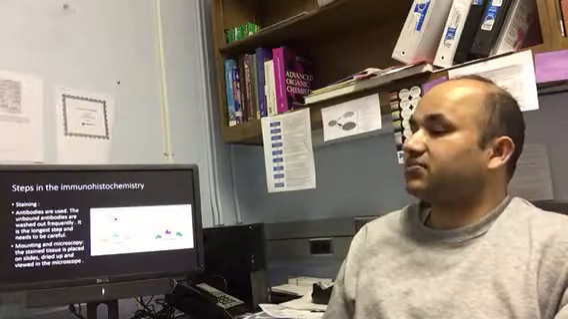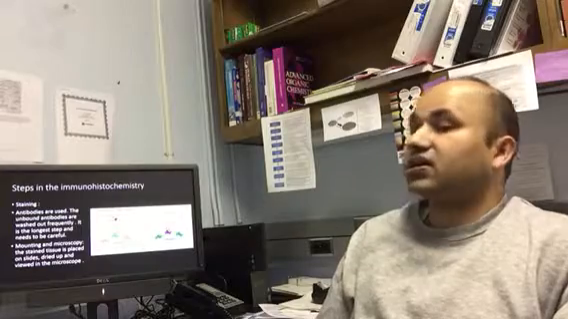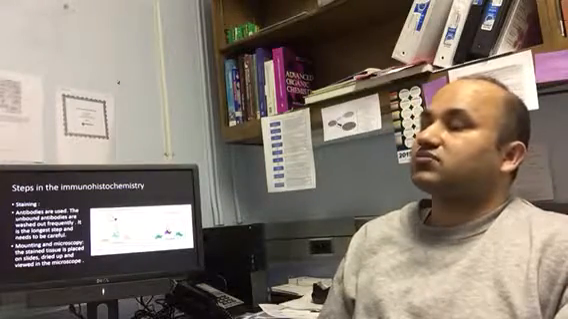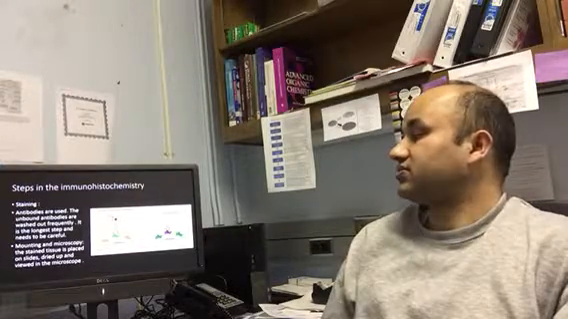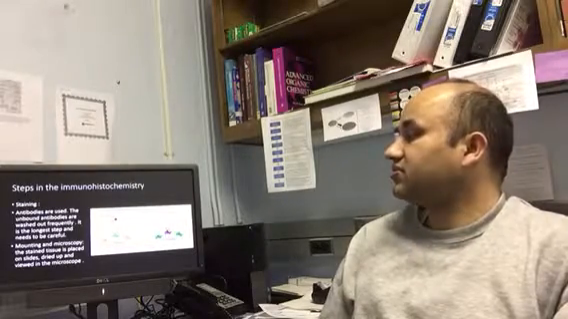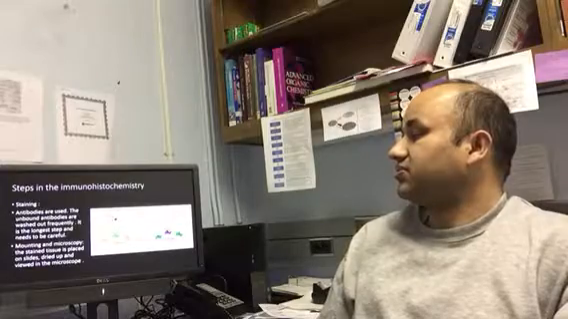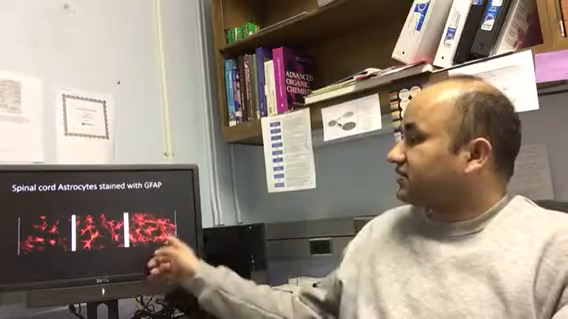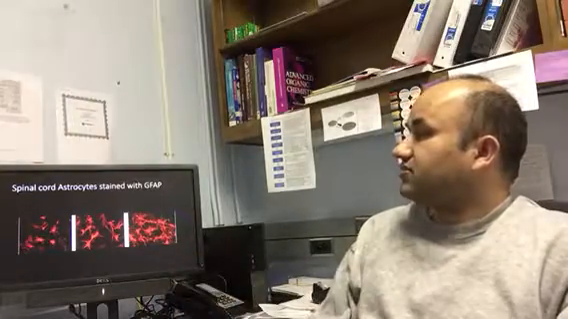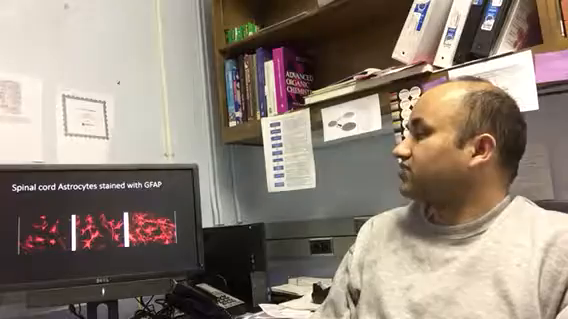Antibodies are used for staining, as I already mentioned, primary and secondary antibodies. We have to wash the sections frequently to get rid of the unbound antibodies. The final stage is mounting and viewing in the microscope. This is a sample in which I have done immunohistochemistry on spinal cord sections, stained with GFAP.